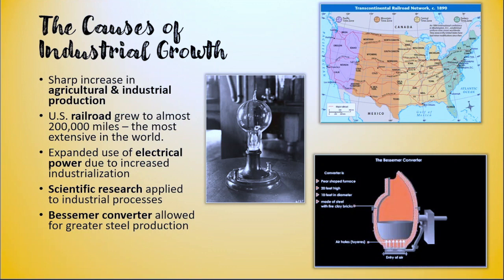So during the late 19th century, there was a sharp increase in agricultural and industrial production. So the National Railroad Network, that transcontinental railroad system that we looked at last week, remember? It grew to nearly 200,000 miles, which made it the most extensive in the world. The massive increase in industrialization expanded the use of electrical power. Thank you, Thomas Edison. And also, importantly, the application of scientific research to industrial processes. And this is because the incentive was there to find the best, most efficient process possible to increase profits. The Bessemer converter is an example of this, and it allowed for the mass production of steel.